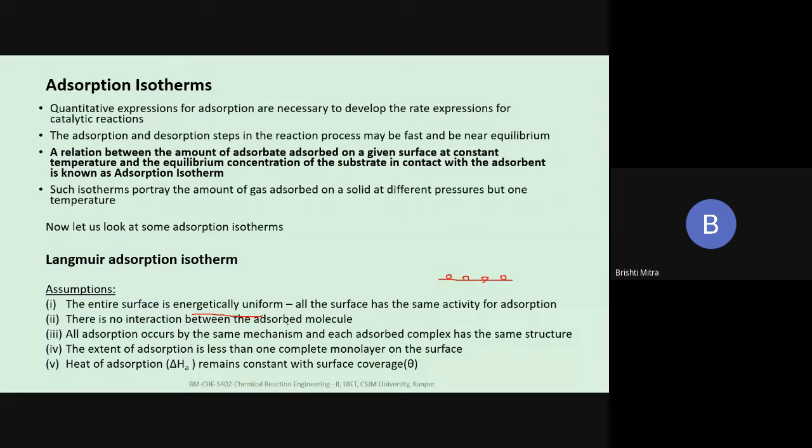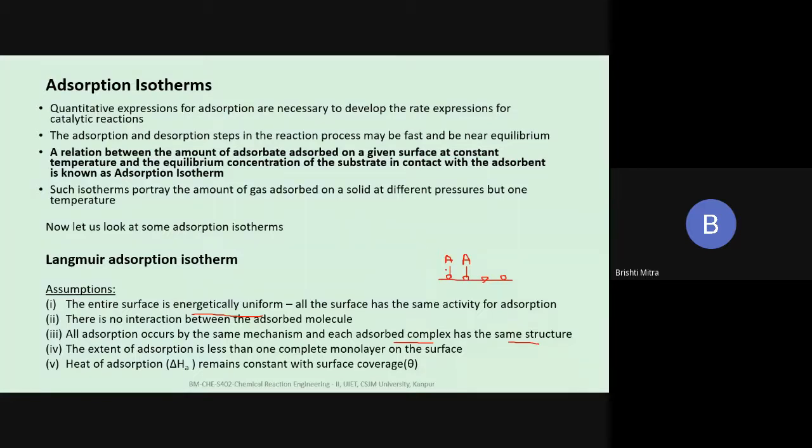There is no interaction between the adsorbed molecules. So suppose there is an adsorbed molecule, say A, which is getting adsorbed on this site, and another molecule of A which is getting adsorbed on this site. There is no interaction between these two molecules. This is what is assumed when we develop the Langmuir adsorption isotherm. All adsorption occurs by the same mechanism, and each adsorbed complex has the same structure.